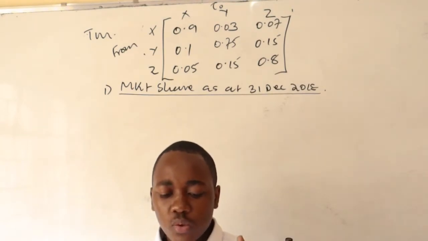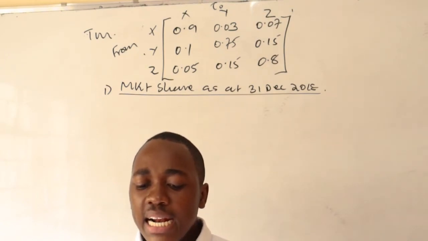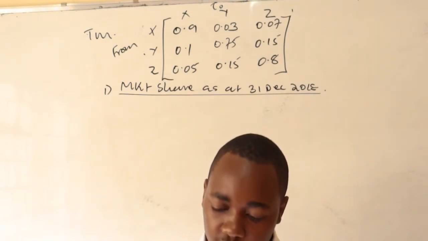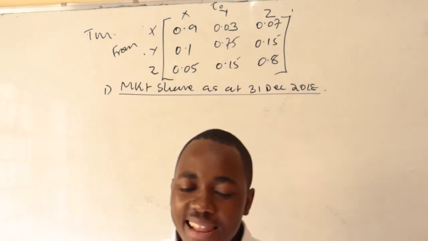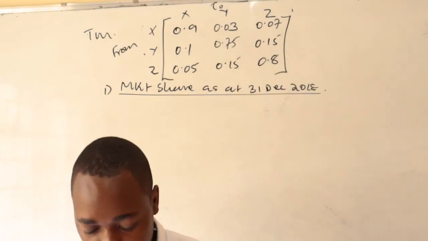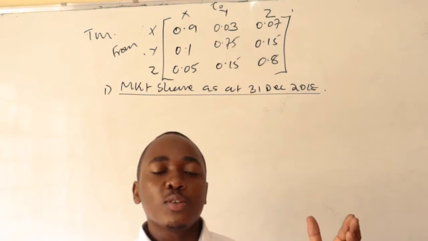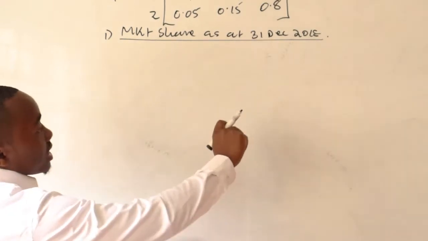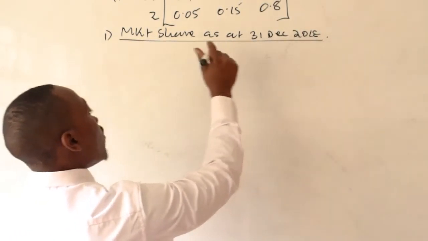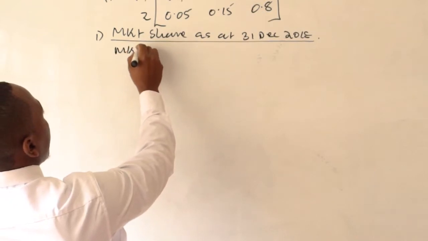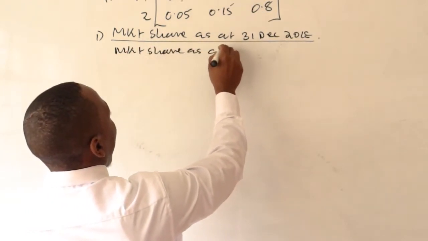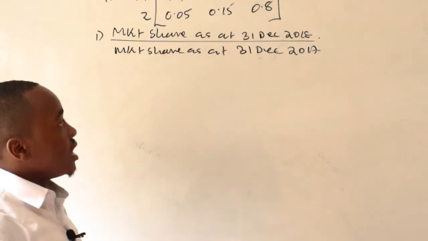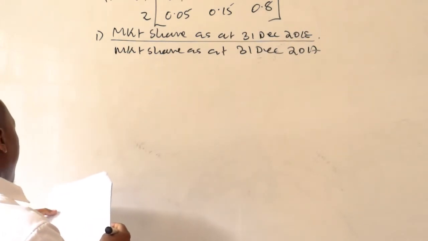You are told that X Limited, Y Limited, and Z Limited are in the production of detergent. On 1st January 2017, the three companies had equal market share. First of all, we want the market share as at 1st December 2018, so first you have to get the market share as at 1st December 2017. And how do we get that? We are given the market share as at January.